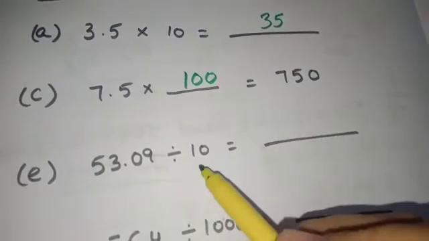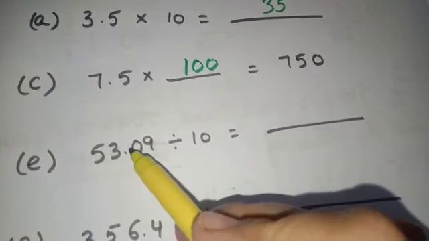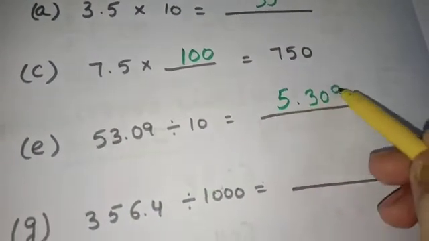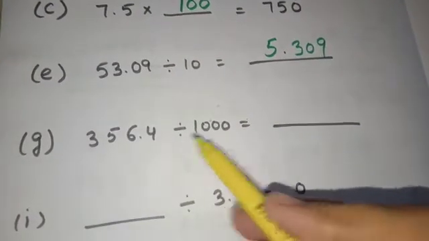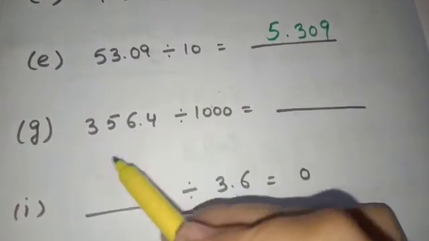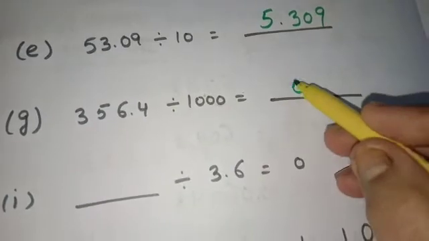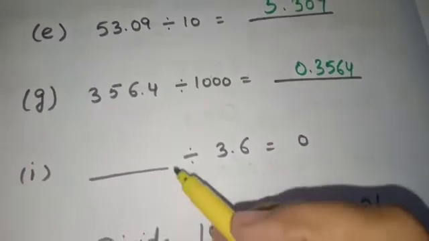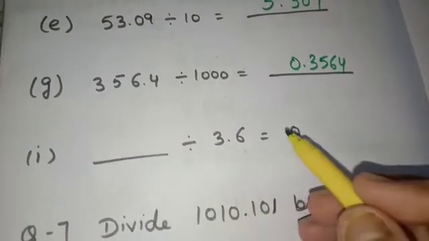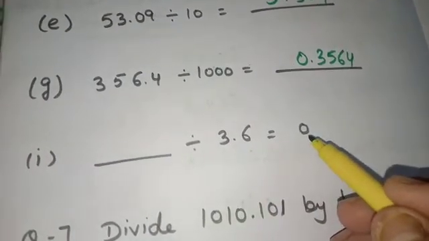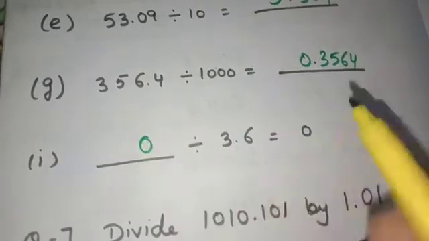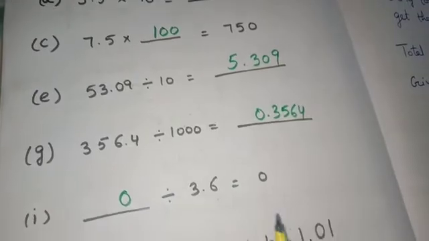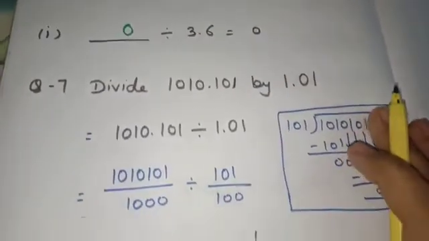Okay. When it is divided by 10, the decimal will shift 1 digit to the left. 5.309. Here also divided by 1000, means the decimal will shift 3 digits to the left. 0.3564. Here I part. Dash divided by 3.6 equals 0. The answer is 0, means 0 divided by any number is 0. Okay. The remaining parts of this question you will do on your own. Come to question number 7.